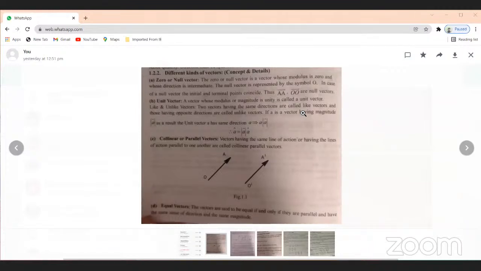Next one is unit vector. Our next heading is unit vector. A vector whose magnitude is unity is called a unit vector.